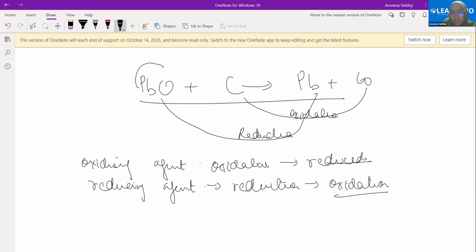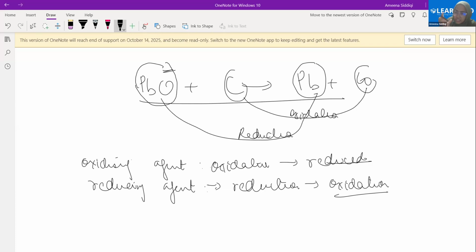So Arfa, see here, beta. Here, lead oxide. Initially, the compound was lead oxide, okay? And then it changed to lead. Clear? Here, initially it was carbon, and then it changed to carbon monoxide. Fine. See, it is lead oxide which is getting reduced to lead.